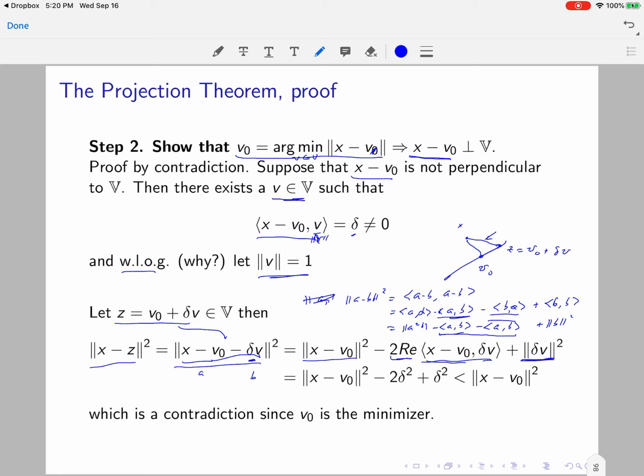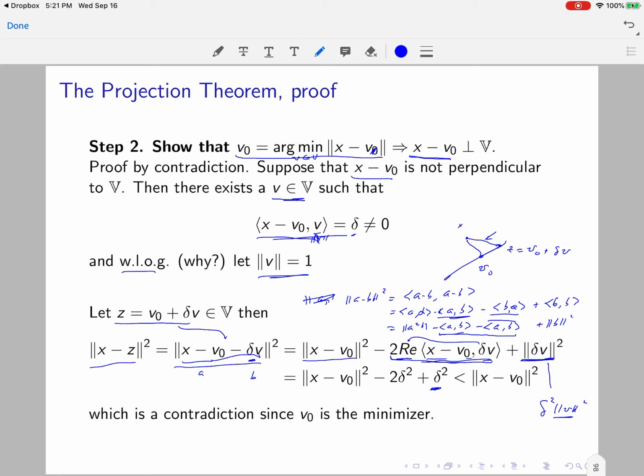Okay, so now what is this term? Remember, if we multiply any vector by delta, the norm squared gives us delta squared times the norm of v squared, and we've assumed that v has unit length, so that gives us delta squared. Now for the inner product of x minus V naught with delta v, if we pull the delta out, we get a delta bar, and then the inner product of x minus V naught with v, that's equal to delta.